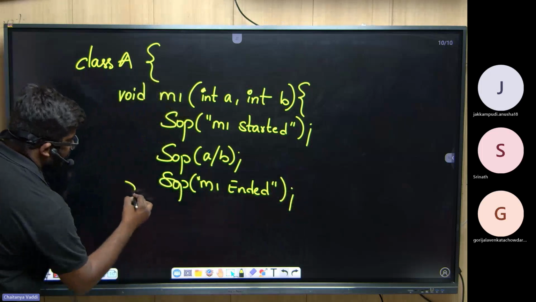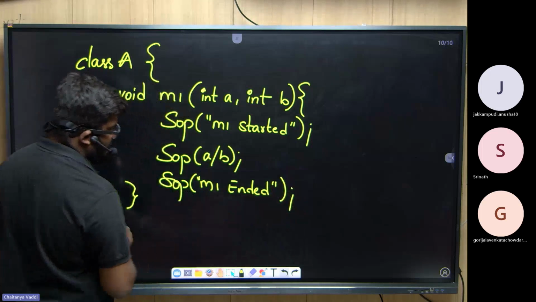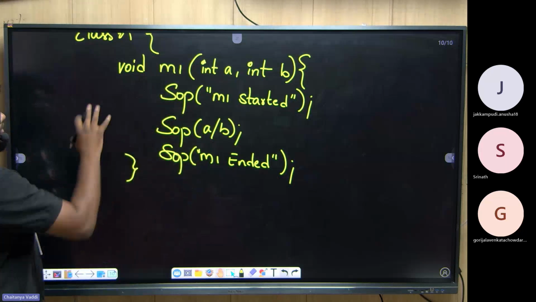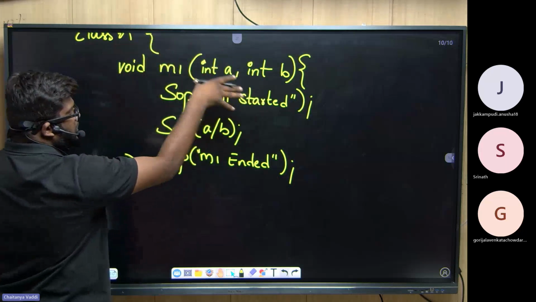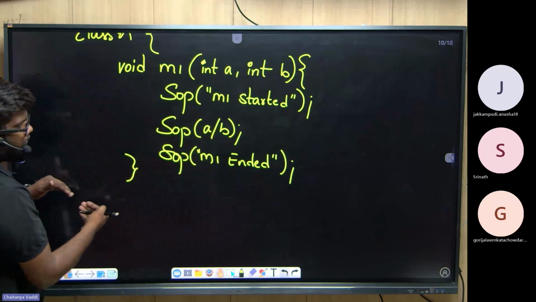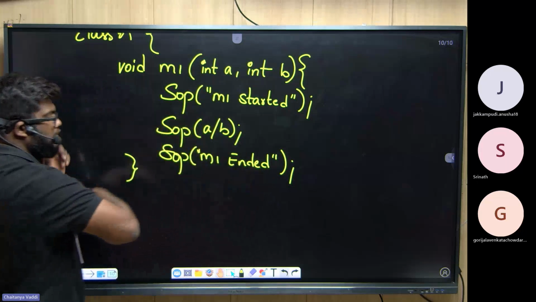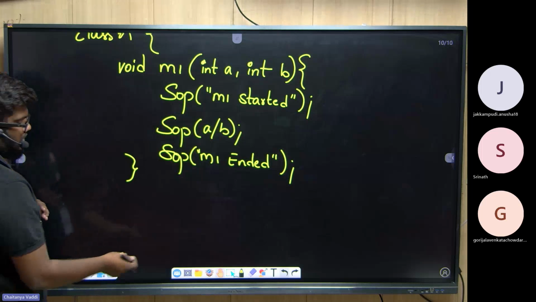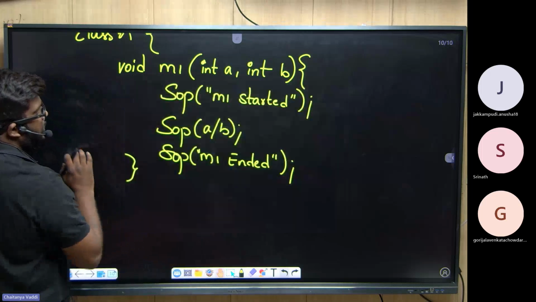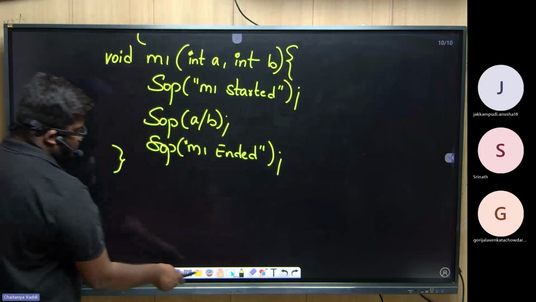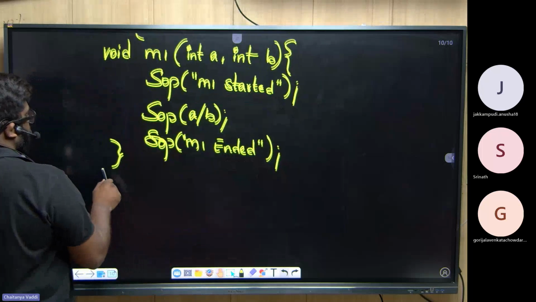I have added two specific lines in this method. I've added M1 started and M1 ended. So whenever the control comes here, it will execute this stating that M1 has started, and whenever the control is going out of this method, it will execute this statement and then go out. So we will understand properly where and what went wrong. That is the reason why I'm adding these two details here. I'll do the same thing for all the methods. Let me copy this.